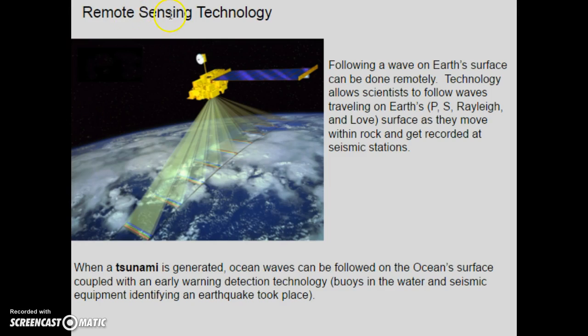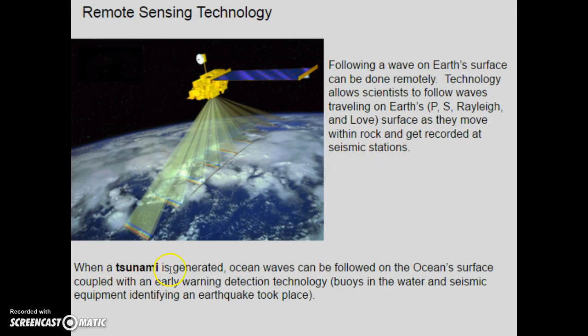It's interesting how, with remote sensing technology, we no longer have to be at a location on Earth to determine what's going on there. We can follow the wave on Earth's surface remotely. So technology allows scientists to follow waves traveling on the Earth, primary waves, secondary, Rayleigh, and Love, or your surface waves, as they move within rock and get recorded at seismic stations.